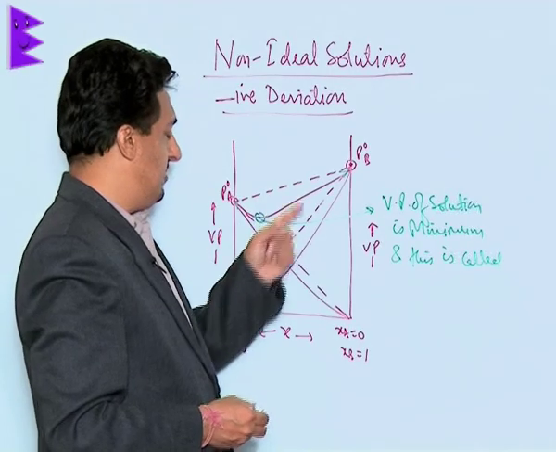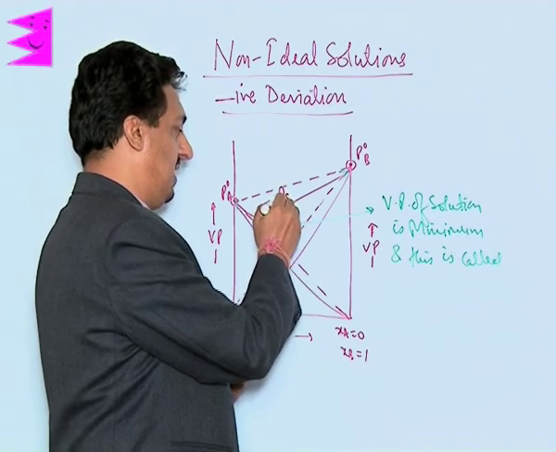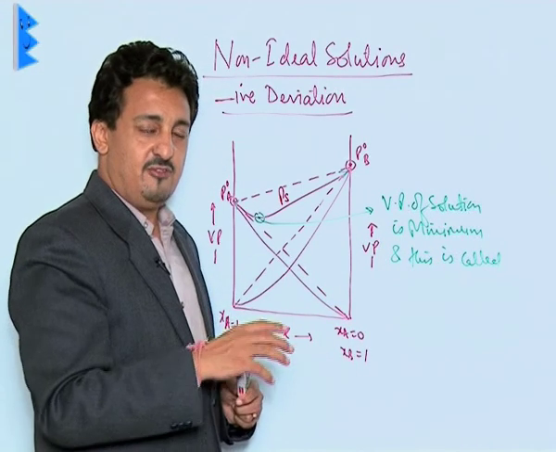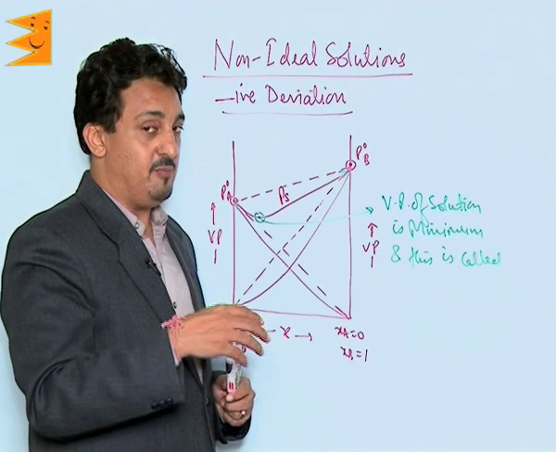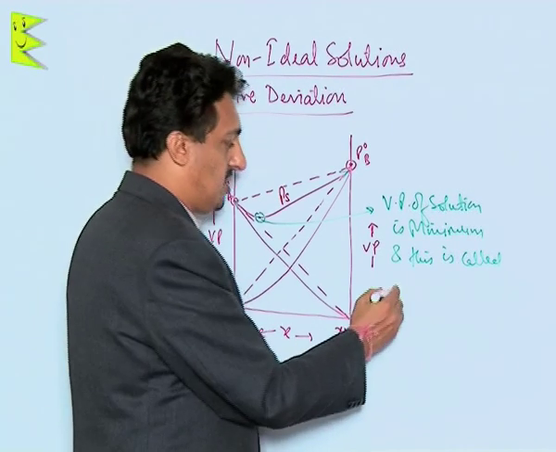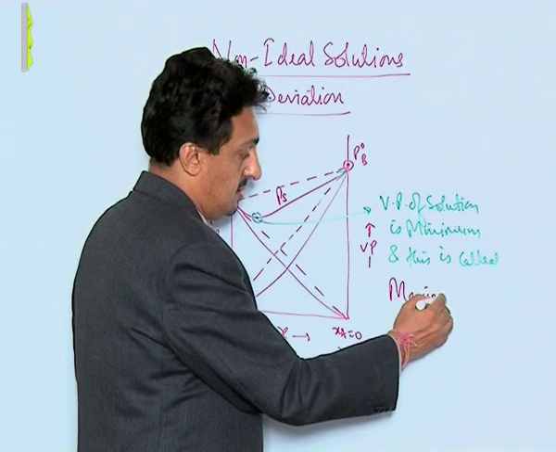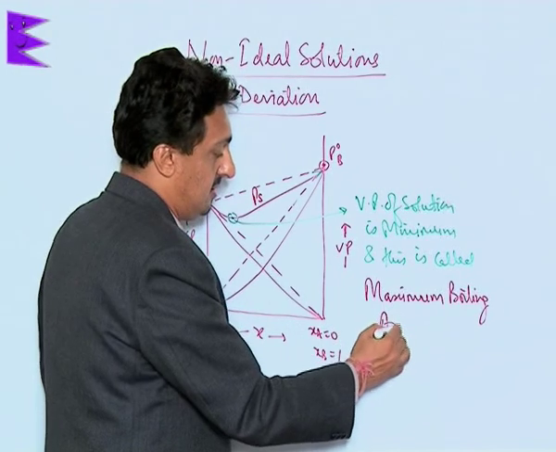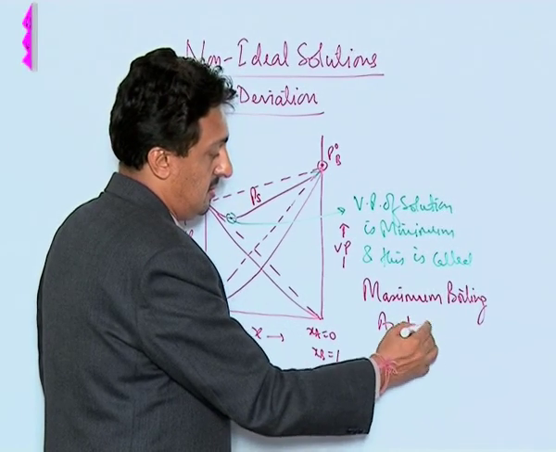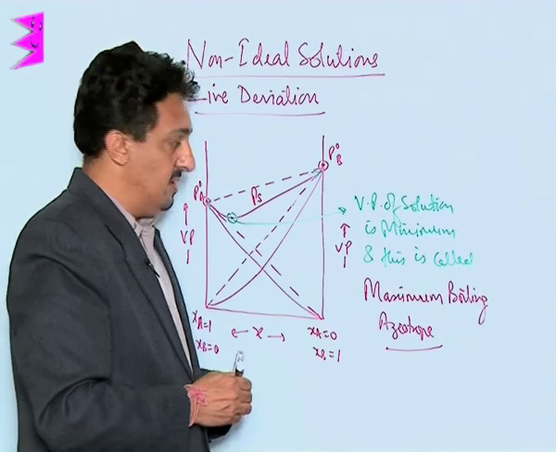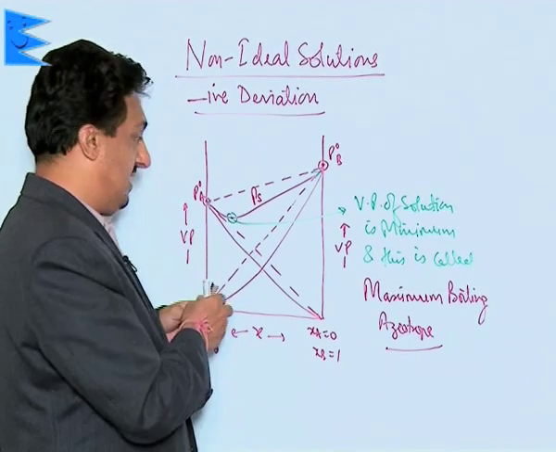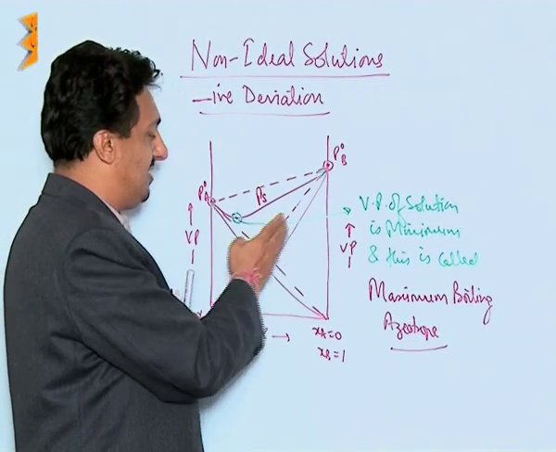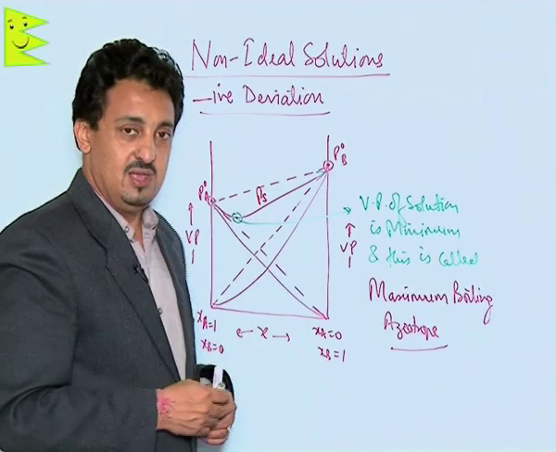And along this graph of the solution, there lies a point where the vapor pressure of the solution is minimum. When vapor pressure is minimum, the boiling point will be maximum. That's why it's called maximum boiling azeotrope. And we can clearly see here that the graphs of the individual components are also lying below the usual value because they are also showing the negative deviation.